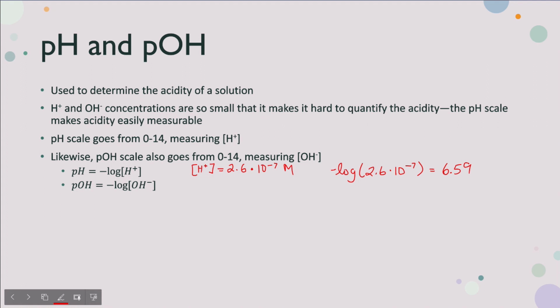Let's say another solution has an OH minus concentration of 3.7 times 10 to the -4 molar. So we do the same thing except with the OH minus to find the pOH. And that is negative log of 3.7 times 10 to the -4, which is equal to 3.43.